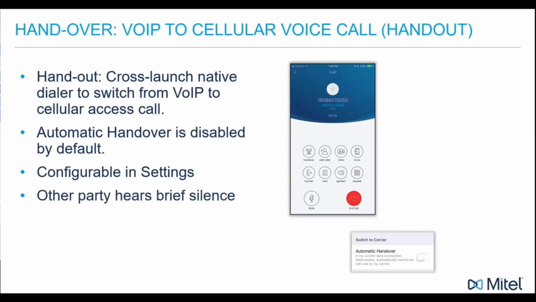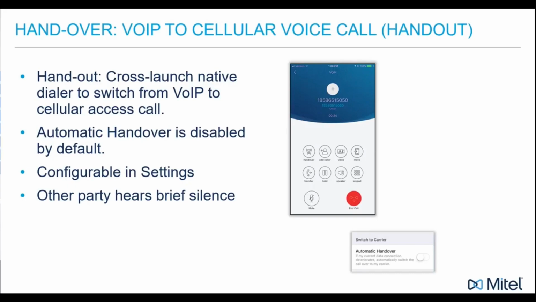During the handout, the other party will hear a few seconds of silence. Then the call audio will be restored. In addition to automatic handout, you can manually hand out a call. You might do this if you're moving from a location where the Wi-Fi signal is bad or unavailable, like walking out of the parking lot after work. iPhone users may notice pressing the handover button is more effective than waiting for the automatic handout to take place.